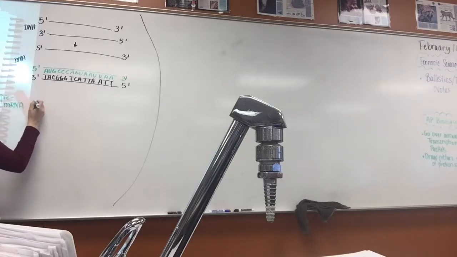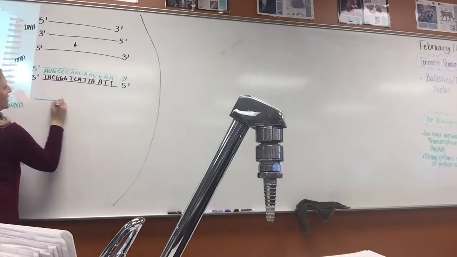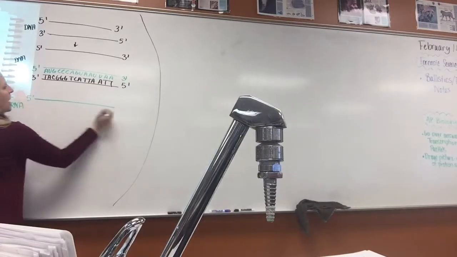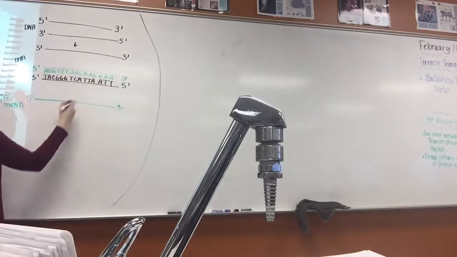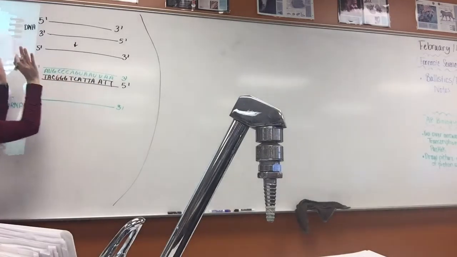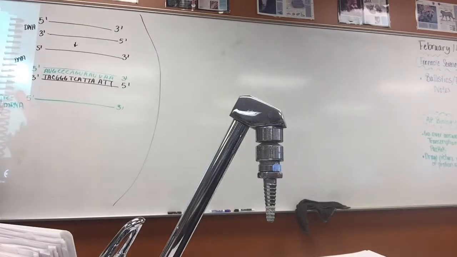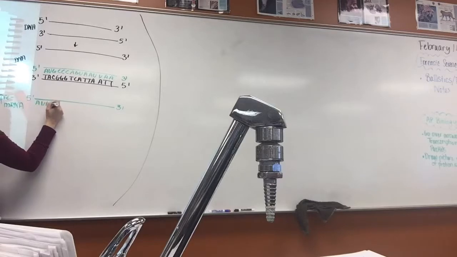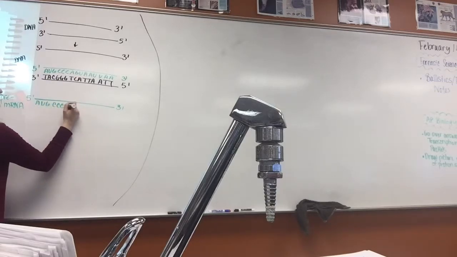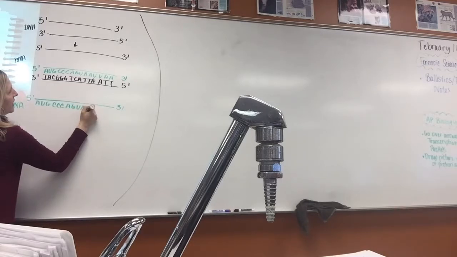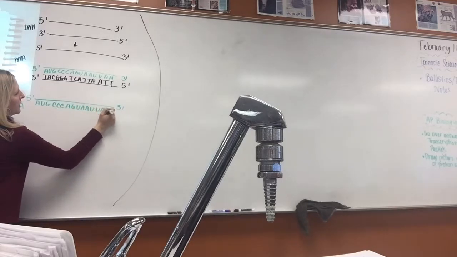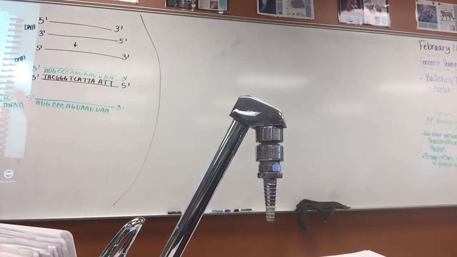So I'm going to go ahead and draw that again here real quickly. So this is my pre-mRNA. It detaches from the DNA. The DNA goes back together, and DNA is done here. All right. And so I have here my A, U, G, C, C, C, A, G, U, A, U, U, A. All right. So that's my pre-mRNA strand.